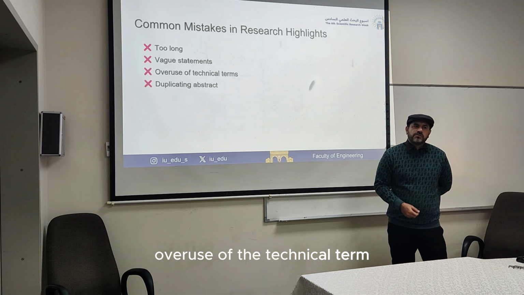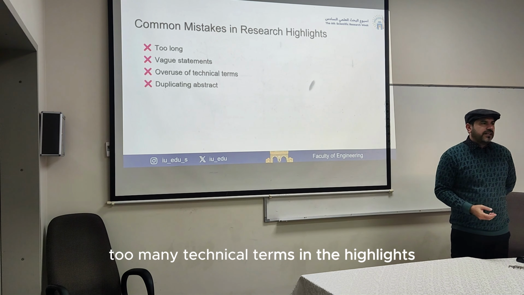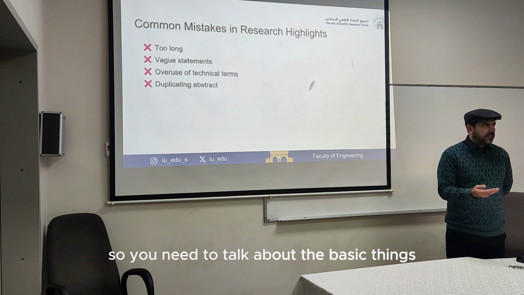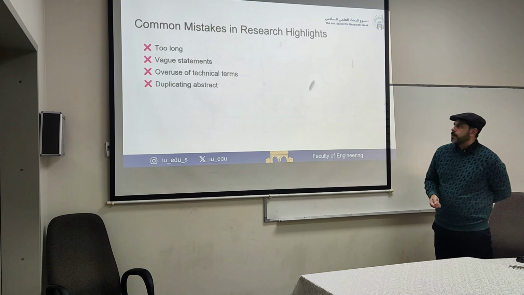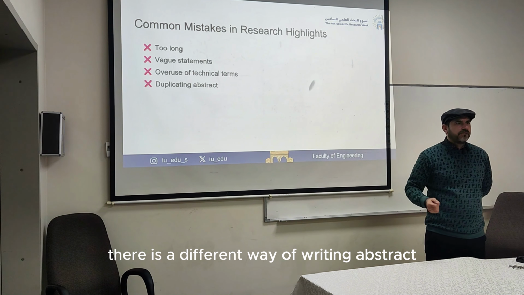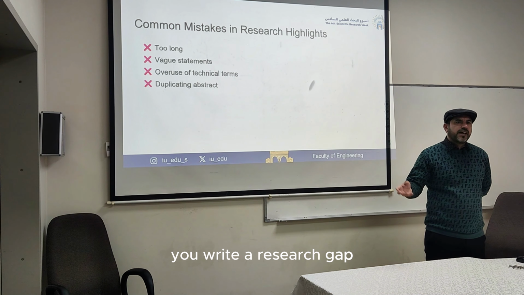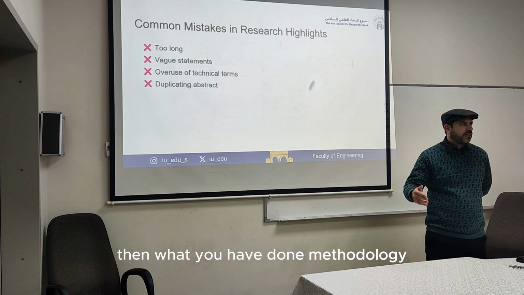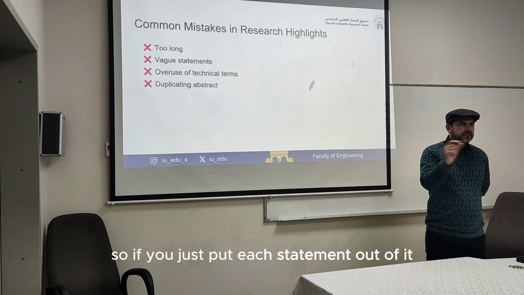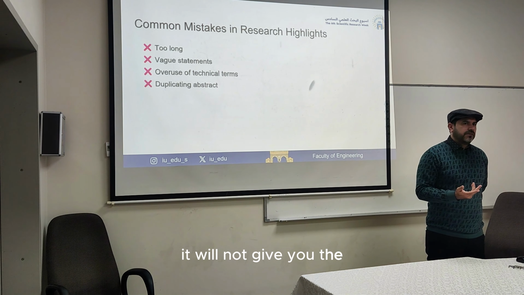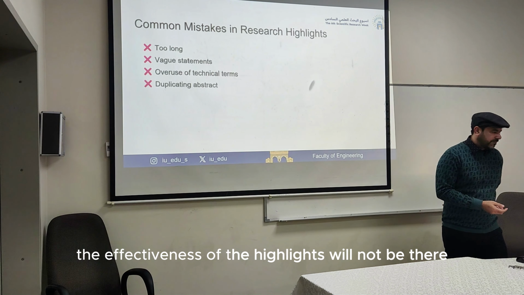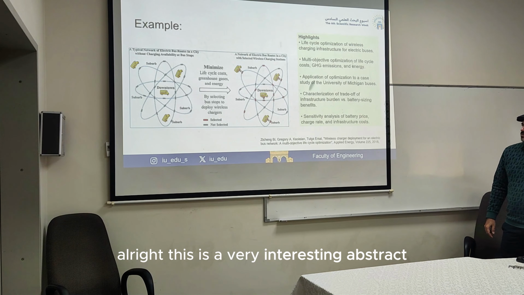Overuse of technical terms, too many technical terms in the highlights, will also decrease their effectiveness. So you need to talk about the basic things and the basic outcome, or else you just simply duplicate the abstract. In an abstract, there is a different way of writing: you write a research gap, then what you have done, methodology, then finding, then conclusion. If you just take each statement out of it, the effectiveness of the highlights will not be there.